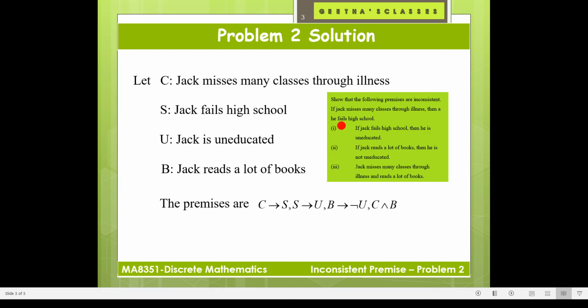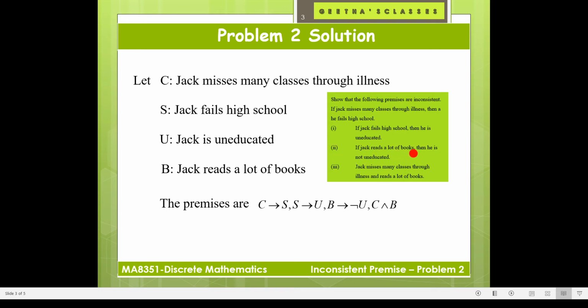First one: if Jack misses many classes through illness, then he fails high school. Jack misses many classes through illness we have taken as C, and he fails high school is S. So C implies S, that is the first premise. Next: if Jack fails high school, then he is uneducated. Fails high school is S, uneducated is U. So S implies U, that is the second premise. Is it clear? So, next one.